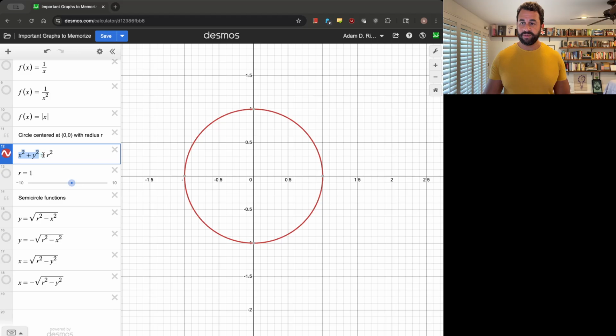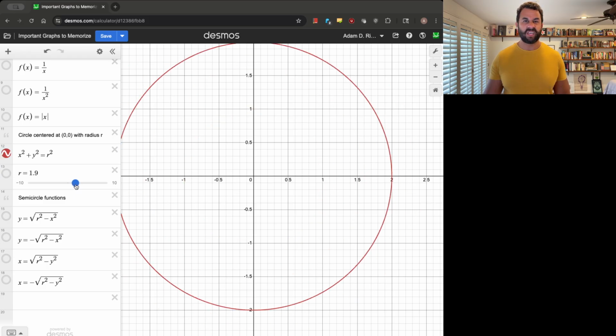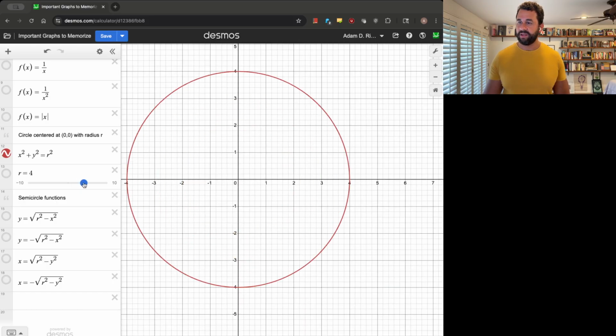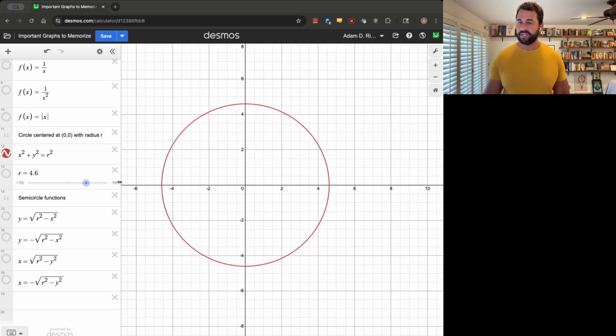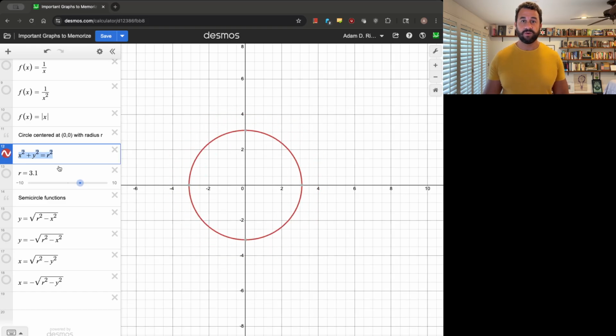But this equation can be generalized. r can be any positive number you want to pick for a radius. It could be 2, 3, e, pi, anything in between. I'm going to keep these positive just to keep intuition. We don't need to worry about negative radii. It doesn't make sense in this context, but as r gets larger, the circle gets larger. So this is the equation of a circle centered at the origin with radius r. Make sure you've got it memorized.